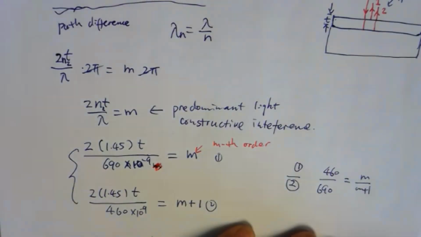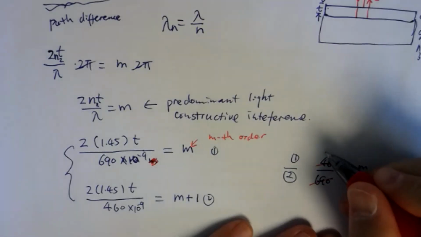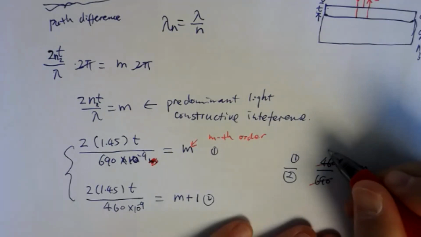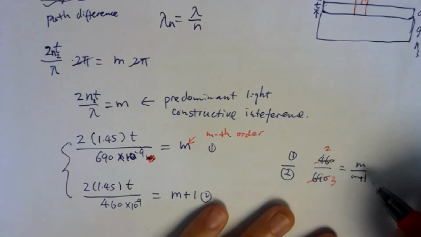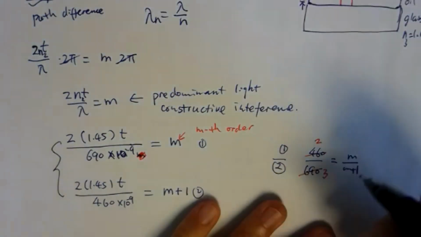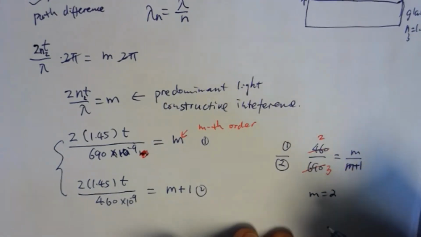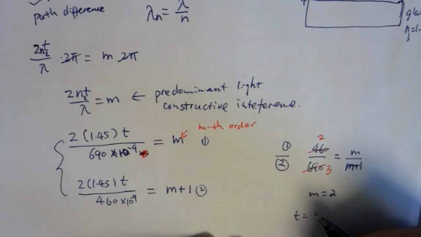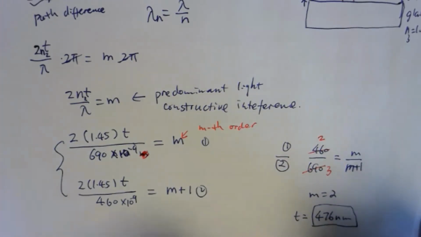460 and 690 have a common factor of 230, so it is 2 over 3 equal to m over m plus 1. You can easily see that m is equal to 2. Then m goes back there, and you can solve for t. It turns out t is just equal to 467 nanometers. So that's your thickness.